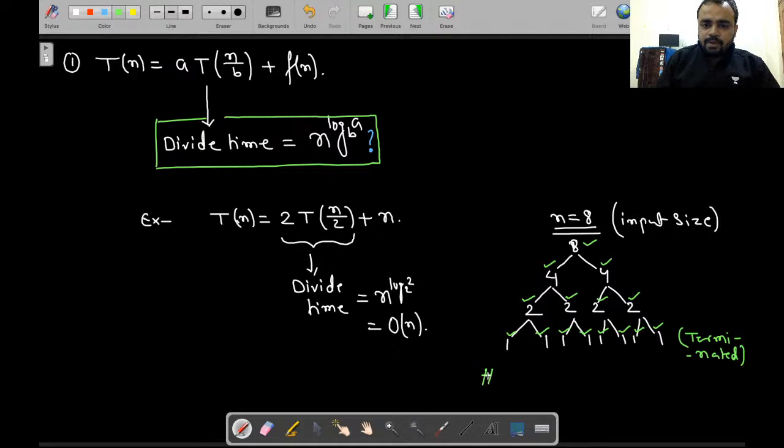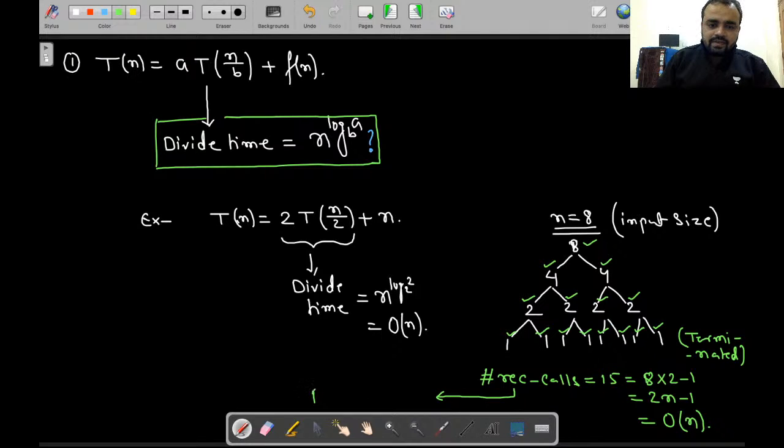So the number of recursive calls we are making is 15. You can write 15 in this manner: 8 into 2 minus 1. You can write 2n minus 1, and you can write order of n. So the number of recursive calls is nothing but the divide time. What is the meaning of divide time?